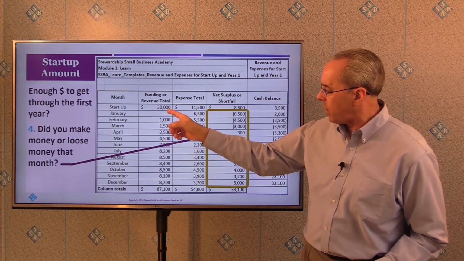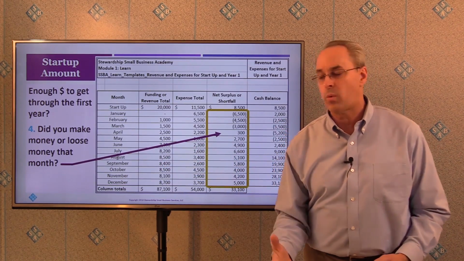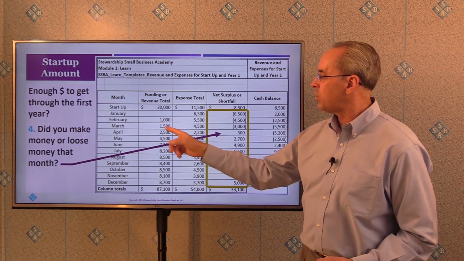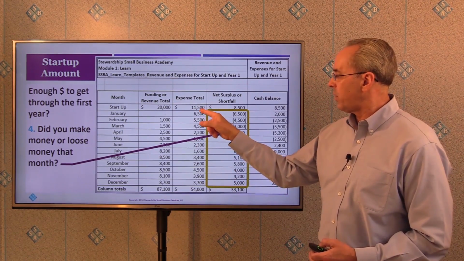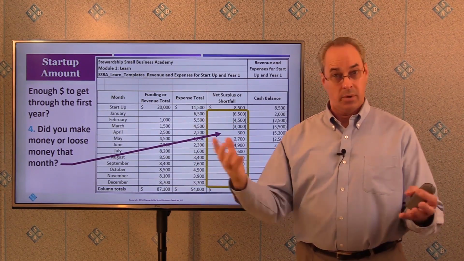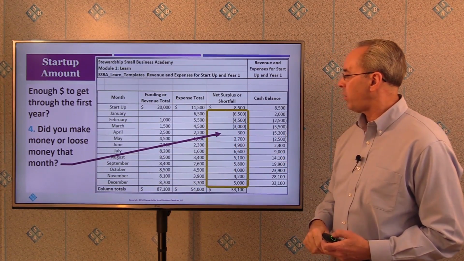In month 3, in March, okay, so they're making more revenue. Things are going the right way. Look at the revenue projections. They're building every single month. This is good. That's what we want to see happening. So revenue in March of $1,500, expense of $4,500. So expenses are going down, revenue's going up. That's what we want, right? And then, so they've got a loss of $3,000.